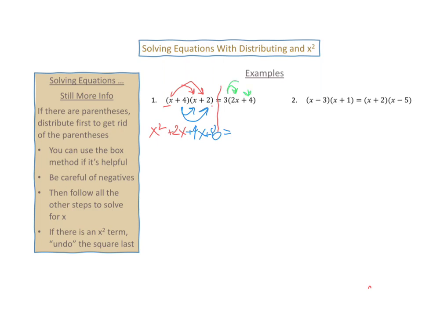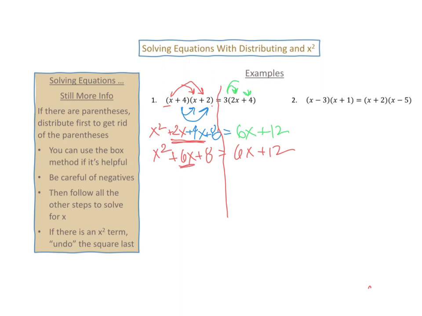3 times 2x equals 6x. 3 times 4 equals 12. Now, I can simplify my like terms. What do I do when I have a 2x and a 4x? I add them together, right? And so what I would end up with is x squared plus 6x plus 8 equals 6x plus 12. All I've done is add these two numbers together to get this one.